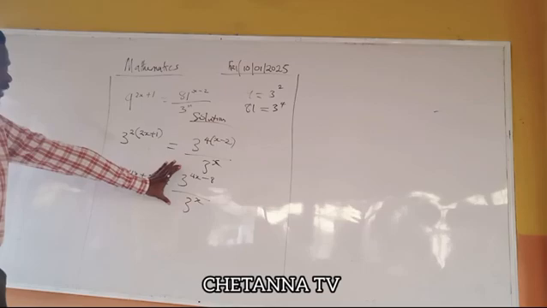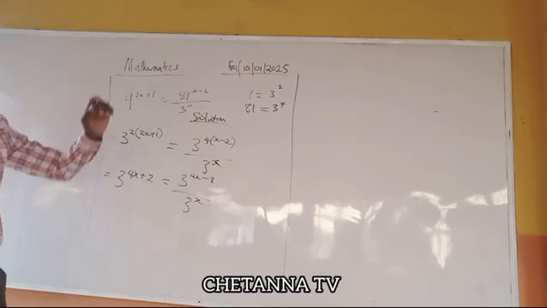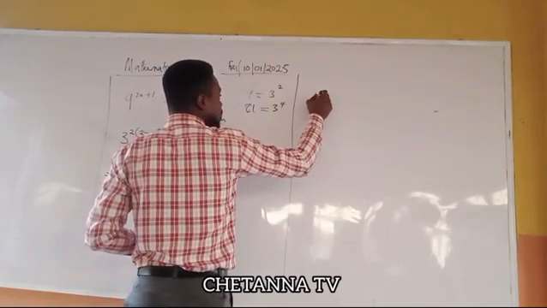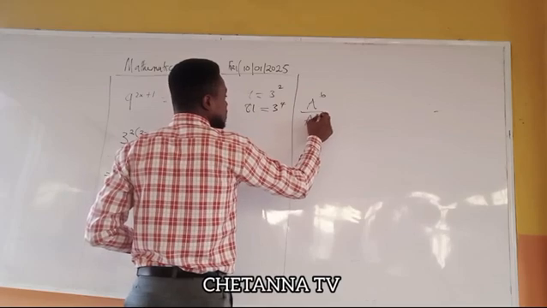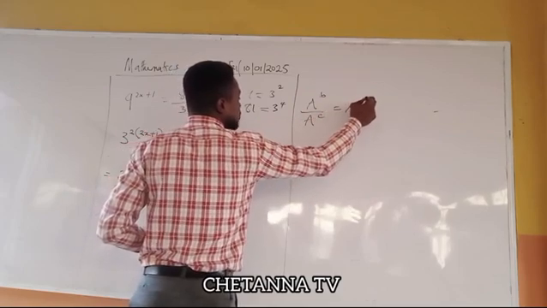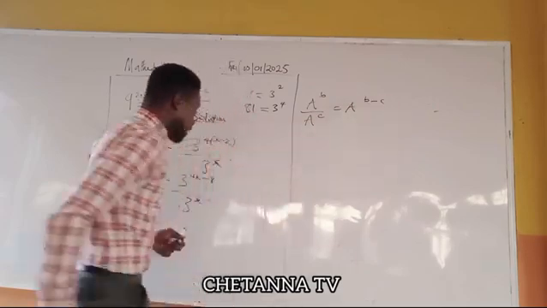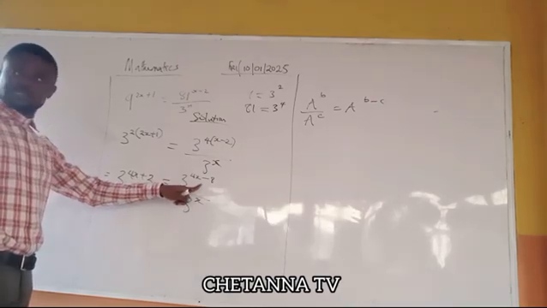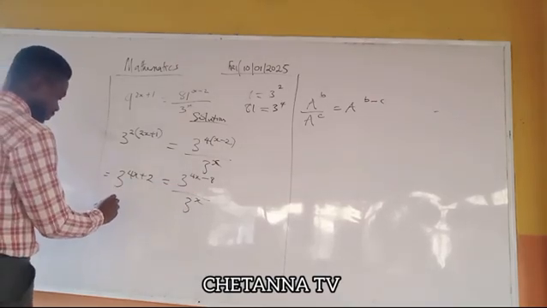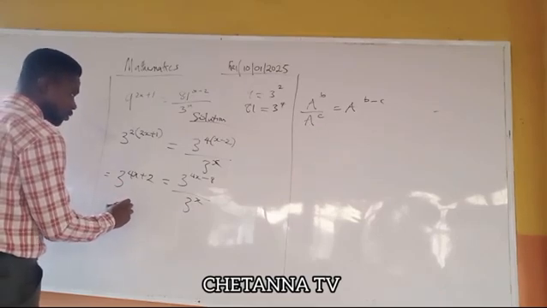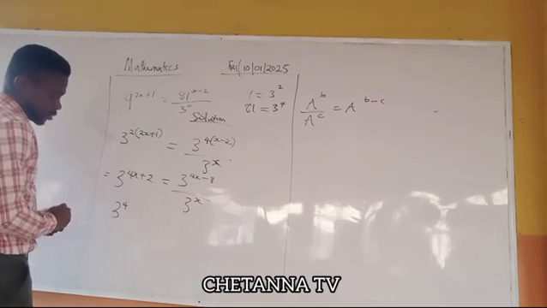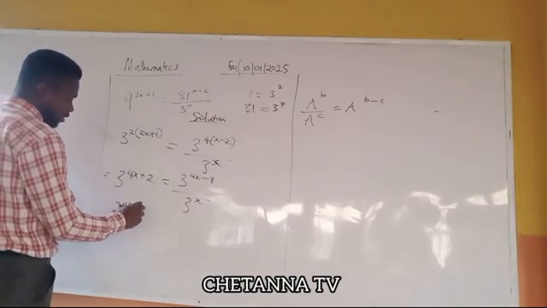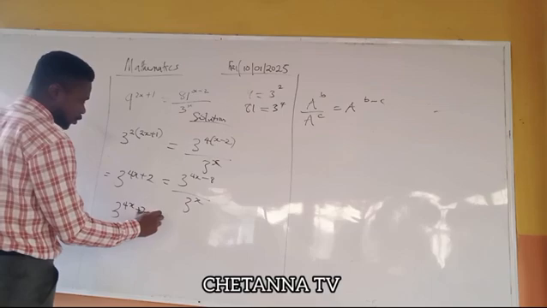Let's solve this using the law of indices. Remember that law that said that if you have a raised to power b over a raised to power c, we have a raised to power b minus c. Is it clear? So let's use that to solve this one. We bring out 3 and subtract this from this. So we have something like this: 3 raised to power 4x plus 2 is equal to what?